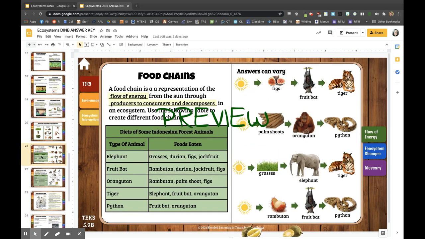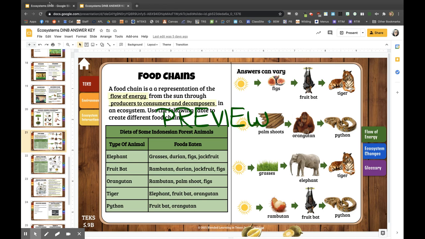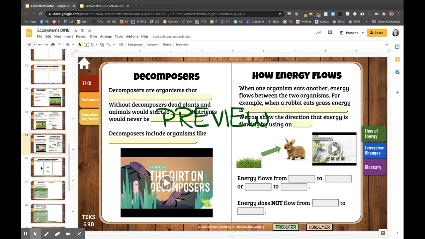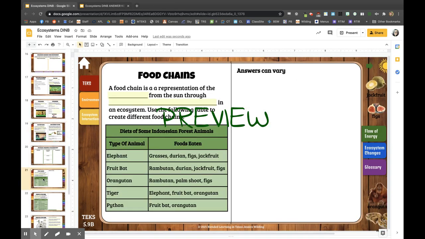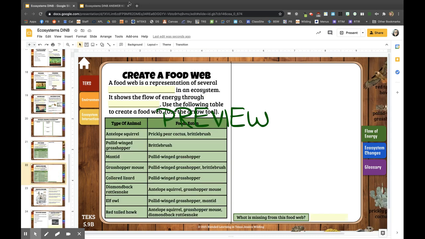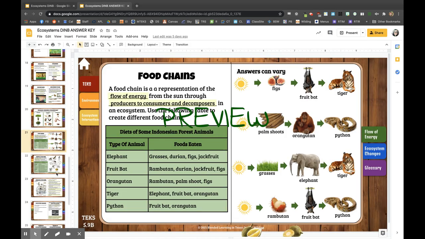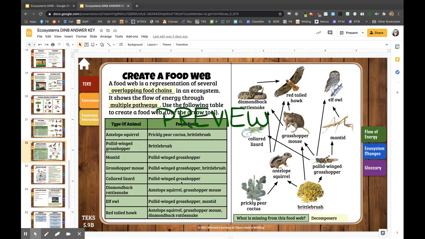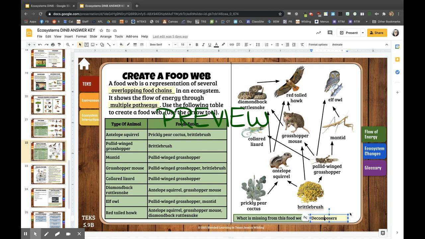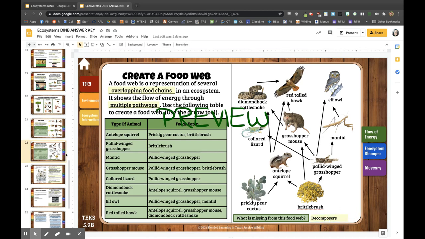Then there is a page where they get a table on the left-hand side, and on the right-hand side, they have to create food chains based on that. Then on the next slide, they create a food web based on the table. So now not just one chain, but an entire web. And they talk about what's missing from the web, which is decomposers.